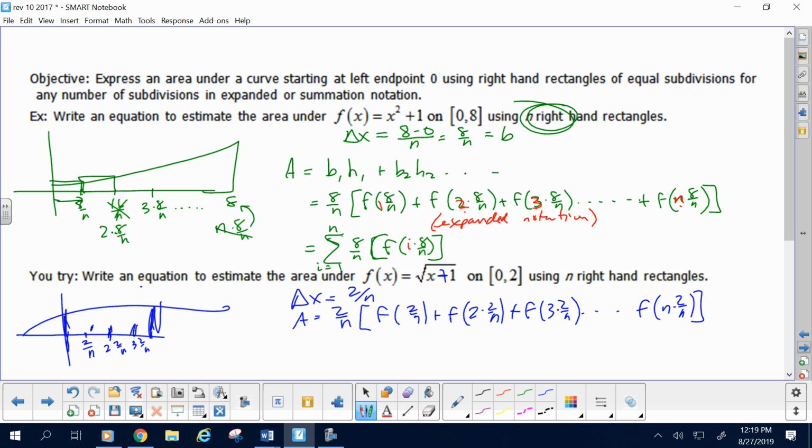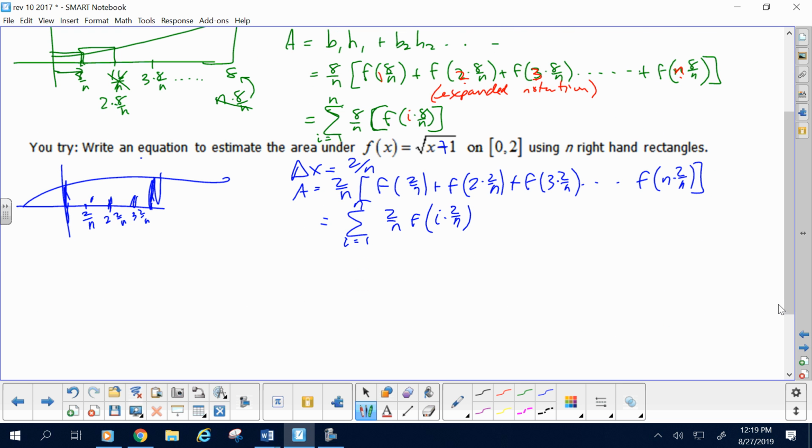Did your expanded form go something like that? Yeah. Okay. Second, did you have something like 2 over n times f at what? I had 2 over n's, summing from a starting i of 1 to an ending i of n. All right, cool.